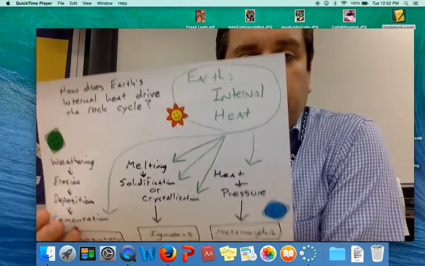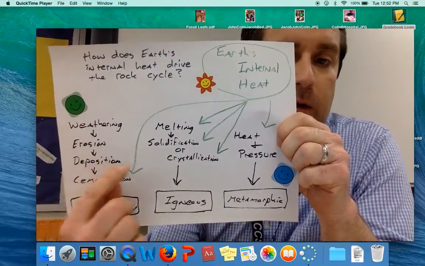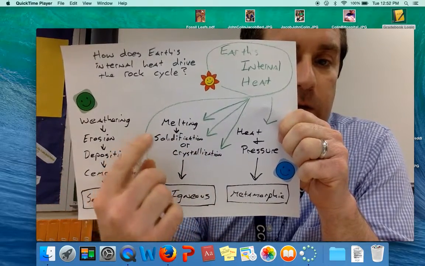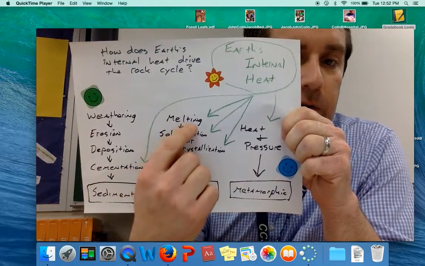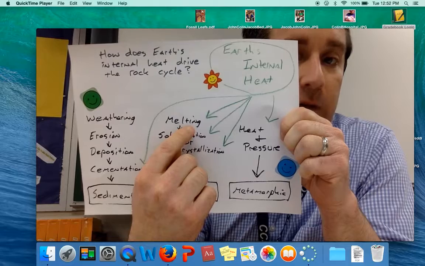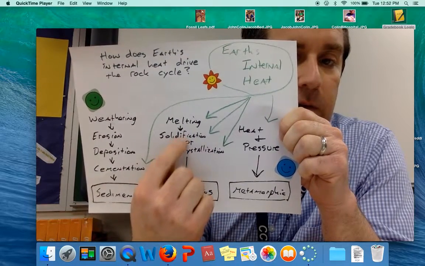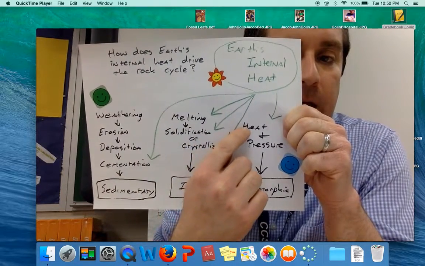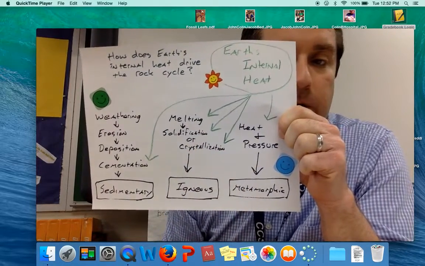The last one is Earth's internal heat, and you see a number of arrows coming out to show how Earth's internal heat can be part of the rock cycle. So Earth's internal heat could cause cementation. Earth's internal heat could cause rocks to melt and then solidify and crystallize. If it's a little bit less hot, then the rocks will solidify or crystallize. And then the heat part of metamorphic rocks, that heat is caused by the Earth's internal heat.